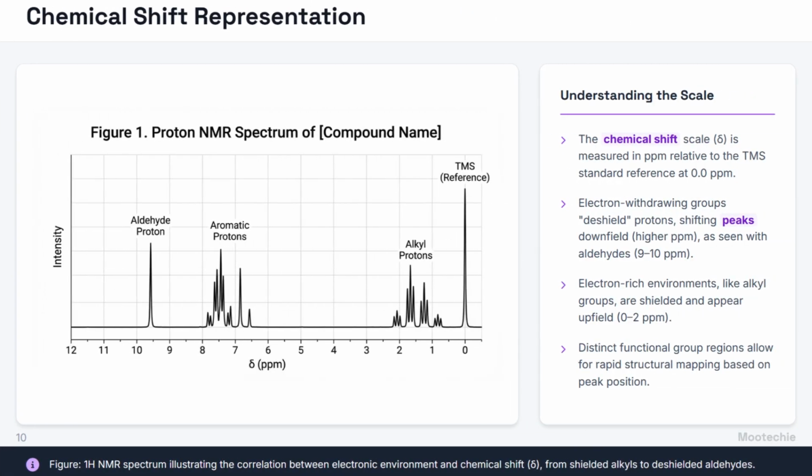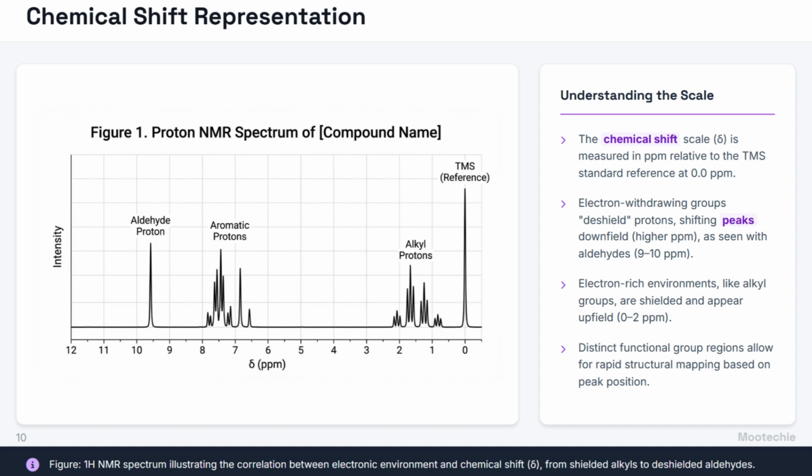Chemical shift representation. Figure 1 shows a simulated proton NMR spectrum. From right to left, we see the TMS reference peak at 0.0 ppm, then a cluster for alkyl protons. Further downfield, a set of aromatic protons, and finally a peak way downfield for an aldehyde proton. So let's understand this scale.